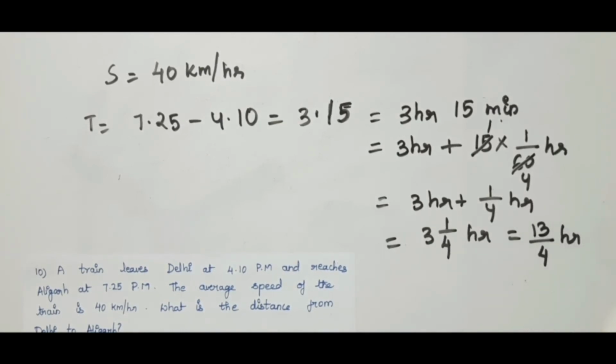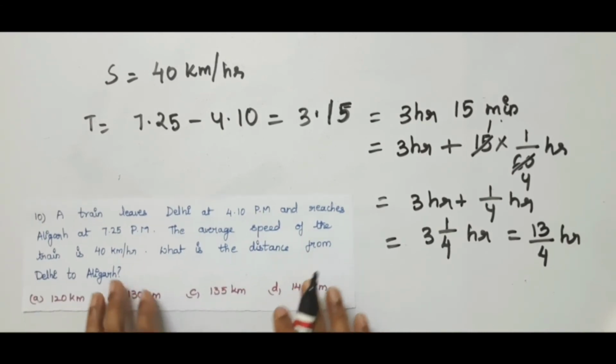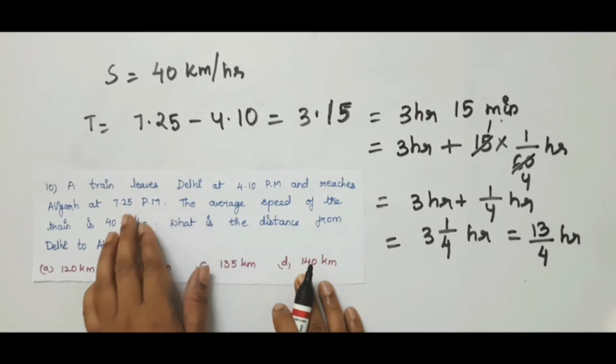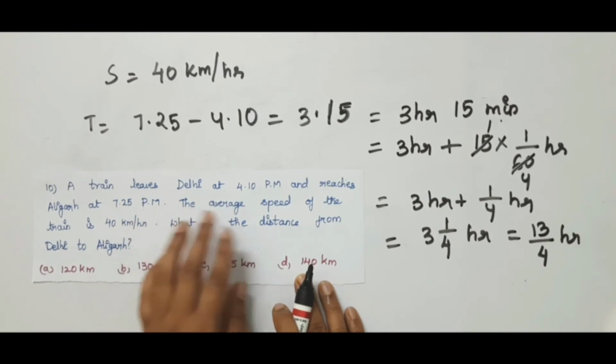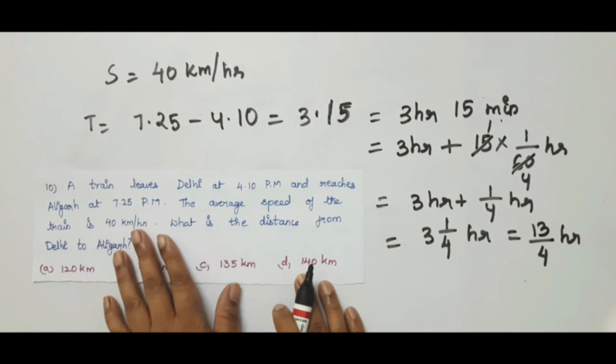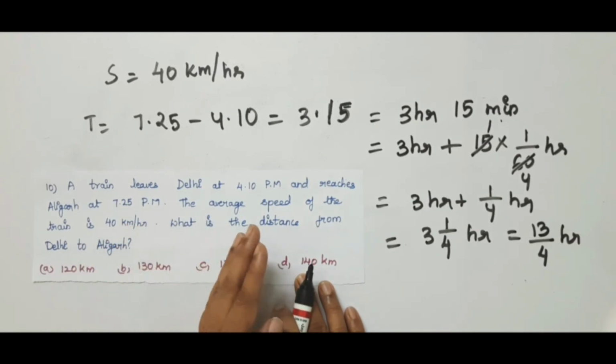So this is the time. First check the time interval between the two stations. Here both started at PM only, so simply find the difference in time. I got 3.15. This is nothing but 3 hours 15 minutes.